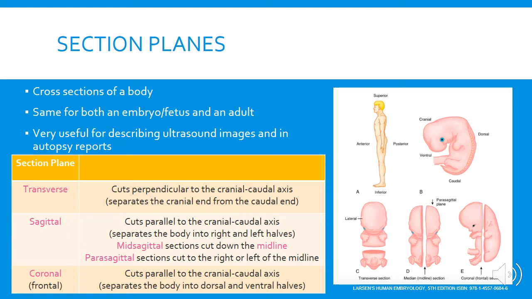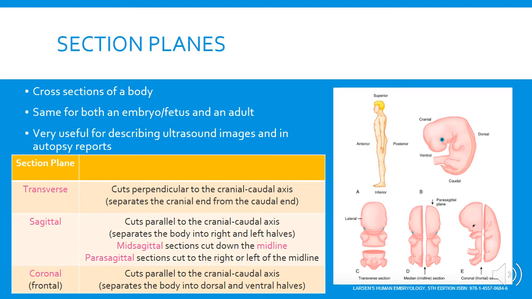The next is the sagittal plane. This one cuts parallel to the cranial caudal axis, and it's going to divide the body into right and left halves. But there are different ways to do that. You can divide it exactly equally, which would be mid-sagittal, or you can favor one side or the other, which would be parasagittal. Now, a mid-sagittal section is going to cut down the midline of the body, which is exactly what it sounds like, exactly down the middle from head to toe. And the midline is an important concept in describing body structure, and we'll talk about it a little bit more in a minute.